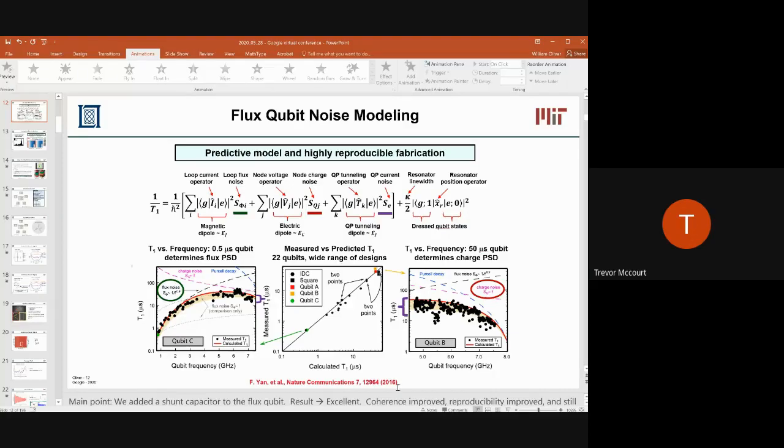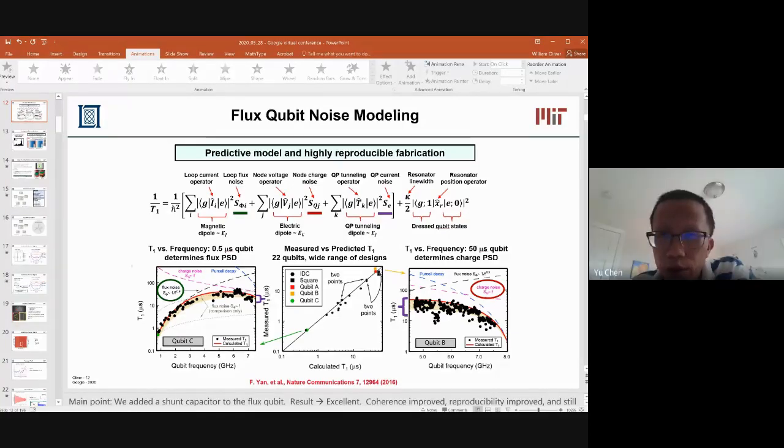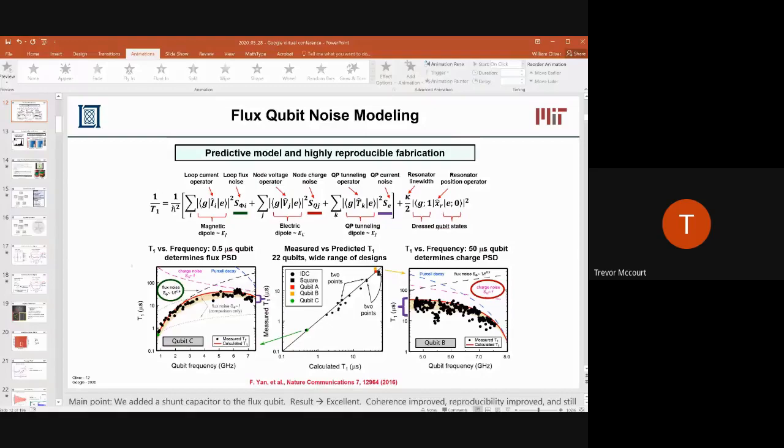Yeah, I've got a quick question, actually, if you don't mind. Are you lumping critical current noise in with flux noise in this model, Will? Or is it not a factor?